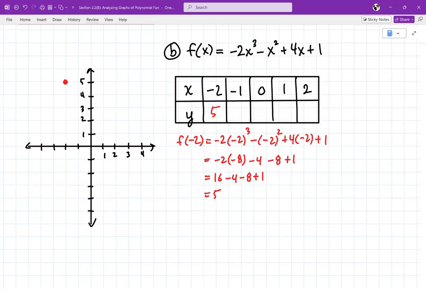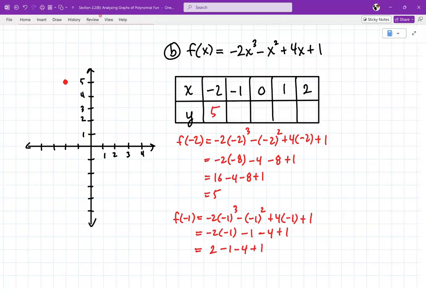Okay, plugging in negative 1. F of negative 1 is negative 2 times negative 1 cubed minus negative 1 squared plus 4 times negative 1 plus 1. Again, you don't have to show all that work when you guys are writing your notes. Just put the answer, like f of negative 2 is 5. F of negative 1 is, we'll figure it out right now. So this is negative 2 times negative 1 minus 1 minus 4 plus 1. So that's 2 minus 1 minus 4 plus 1. That's negative 2. So at negative 1, negative 2.